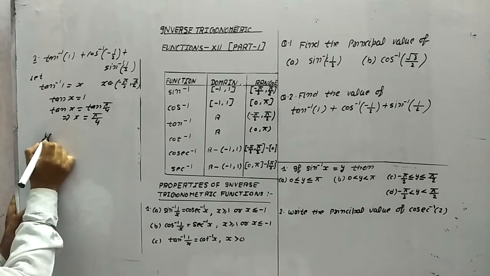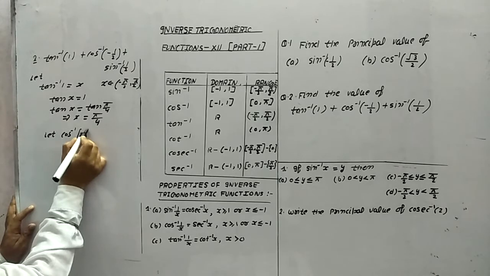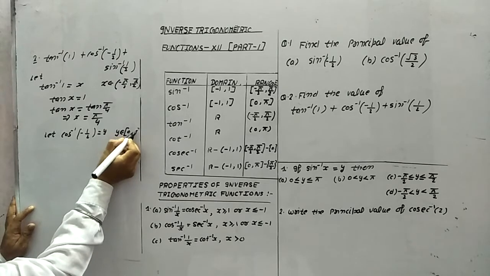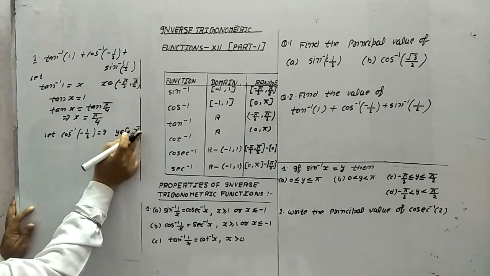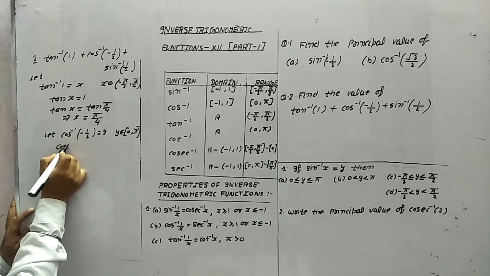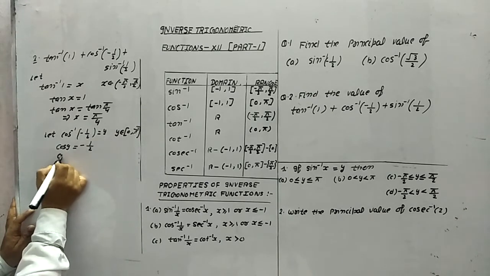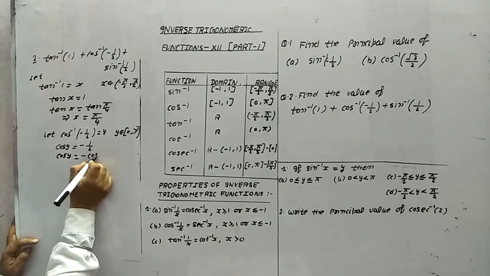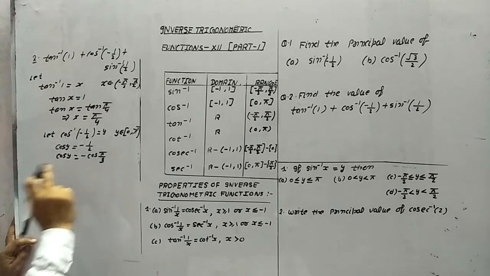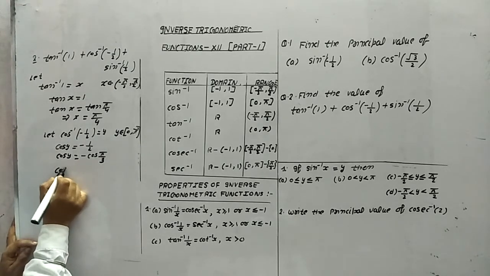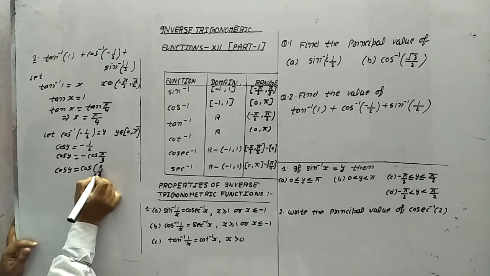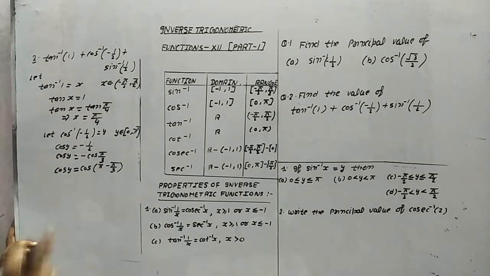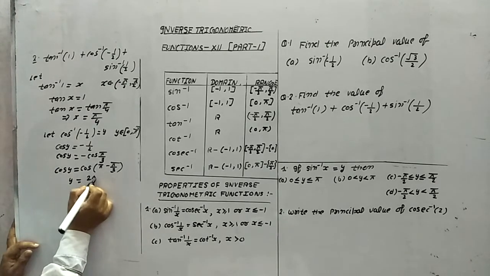Now again let cos inverse minus half is equals to y, where y belongs to 0 to pi. It means cos y is equals to minus half. Cos y is equals to half is coming in case of 60. It means minus cos pi by 3. But you know very well cos minus theta is never equals to this. It means you can write cos y is equals to cos of pi minus pi by 3, because cos of 180 minus theta is minus cos theta. On the basis of trigonometry it means y is equals to 2 pi by 3.